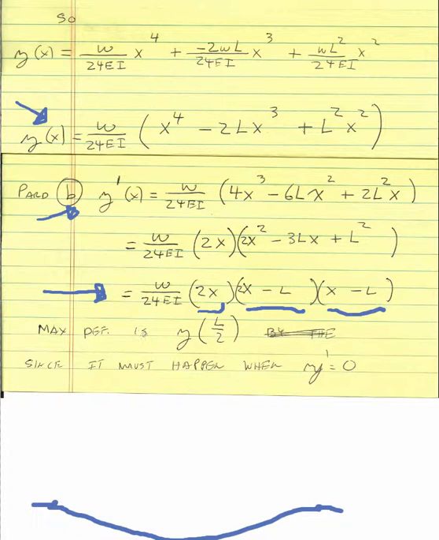So the maximum deflection does occur in the middle at L over 2. And the reason for that is, well, I guess symmetry would be the physical reason if you imagine a beam. But the other fact is that we know that a function attains its maximum or minimum for that matter when the derivative is 0.